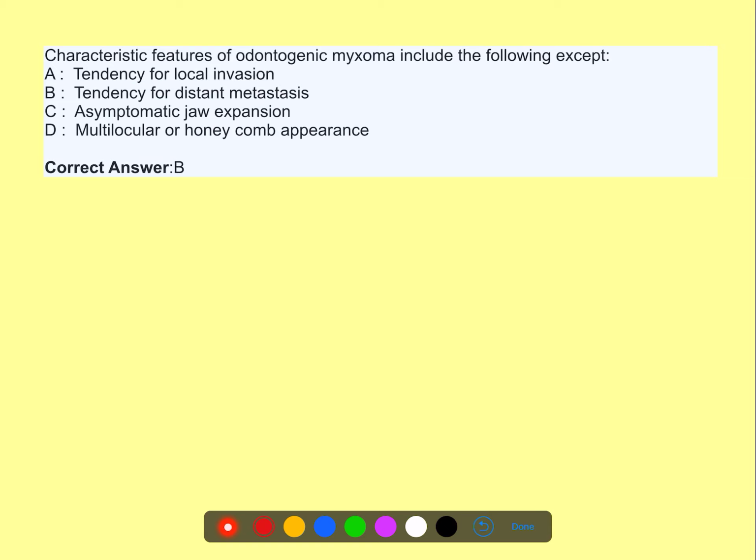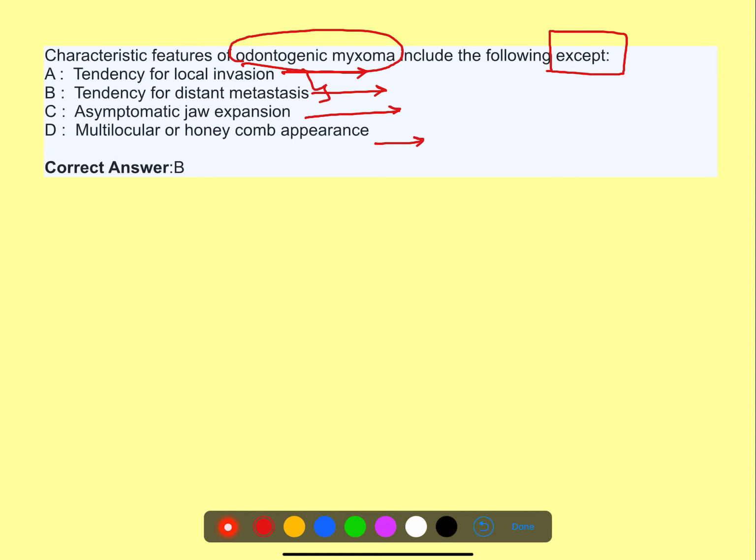Characteristic features of odontogenic myxoma. Here it is also a combination of pathology and radiology, and in the options the two things can be given together. Tendency of local invasion: you can see in this question all the features except tendency of metastasis, asymptomatic jaw expansion, multilocular honeycomb. So it will have a local invasion, but distant metastasis is not present as it is not a malignant one. And there is an asymptomatic jaw expansion, and you can even see a multilocular or honeycomb appearance in odontogenic myxoma.